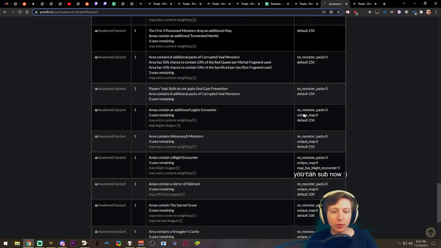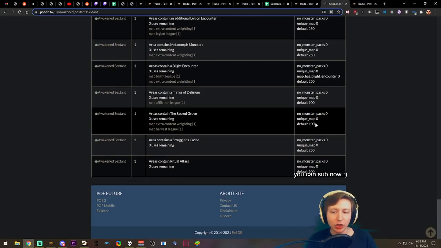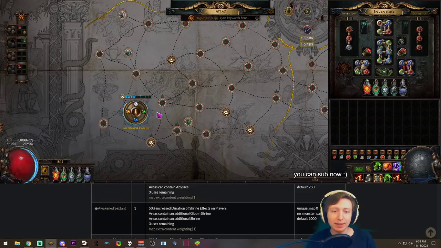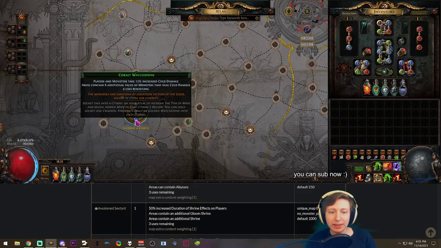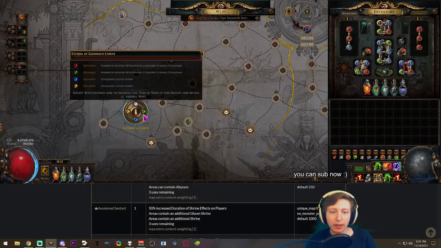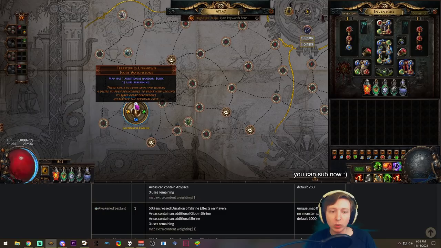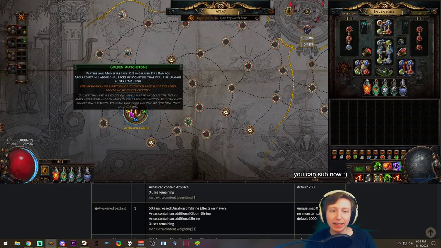Very, very difficult. If you've ever looked at items, if it has a low weighting, it's going to be really hard to hit. So Sacred Grove is worth a lot, right? A free harvest. This is worth a lot of money. It has a weighting of 100, so it's very difficult to hit. But the thing with this is, if you have 3 sextants like here, you can't hit those, right? If I'm rolling on this unique watchstone, I cannot hit the fire monster packs.